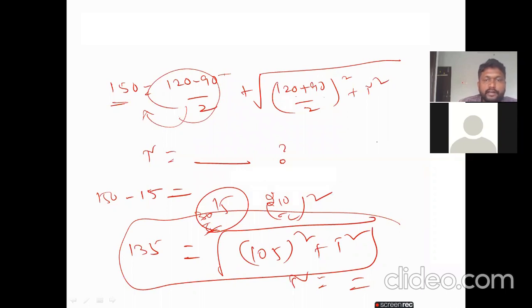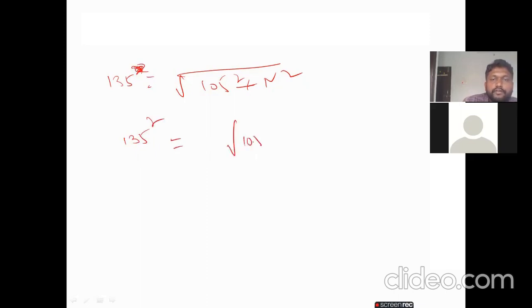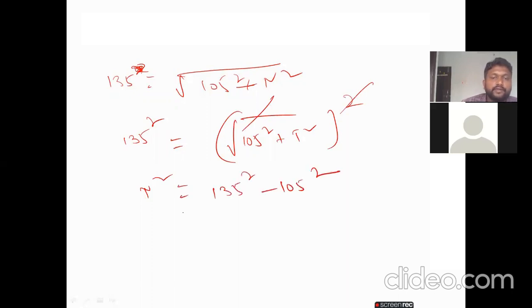No, you are wrong, Aishwarya. You see what we got? 135 equals square root of 105 square plus tau square. This one we got. Now squaring both sides, what happens? 135 square equals 105 square plus tau square. Then tau square equals 135 square minus 105 square. And tell me the answer.